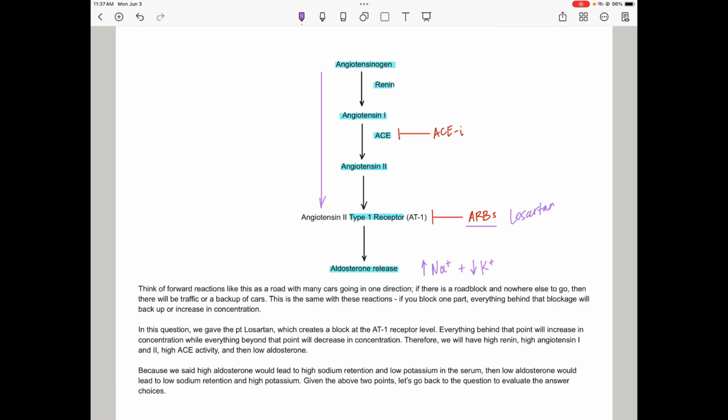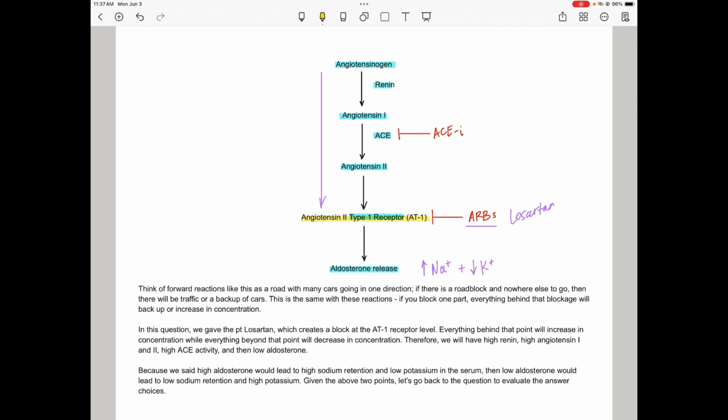If there's any sort of roadblock in this path, then you will have traffic behind the blockage. So it's the same sort of concept. If you block one section of these reactions, everything behind that blockage will increase, while everything forward of that blockage will decrease. So in this question with this patient, we gave them losartan. This now creates a block here at the level of the angiotensin II type 1 receptor.